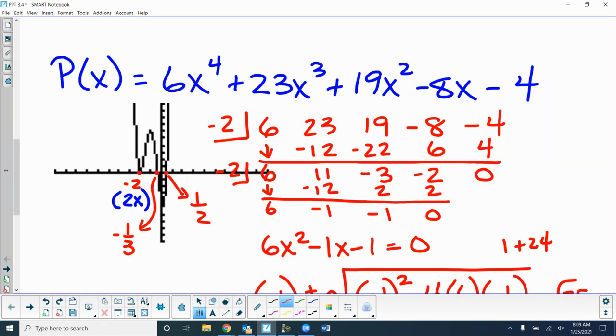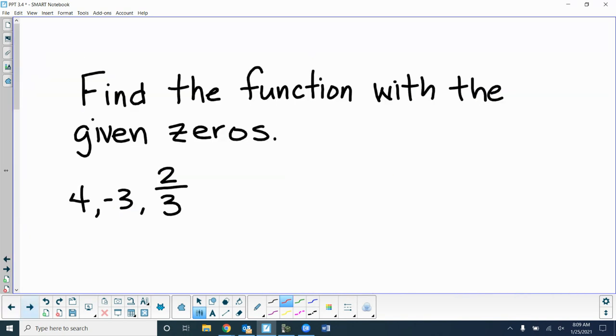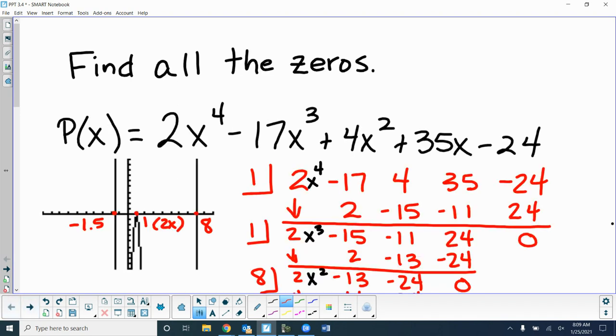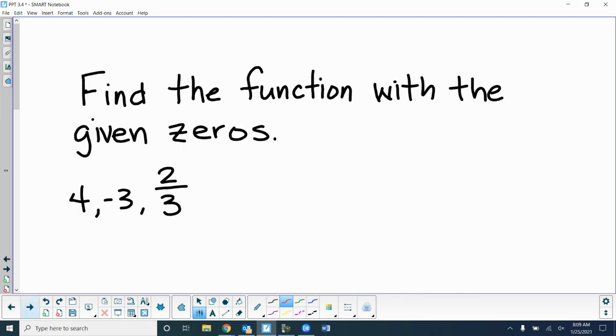Okay? Now you could find those also in your calculator. That was negative 0.3 repeating. You used your calculator and that was 0.5. That's fine. Any questions? Same old stuff as last week, right? Okay. The other part of this week is they'll give you the answers. You got to go back and find the polynomial that goes with it. Okay? So we're going backwards.